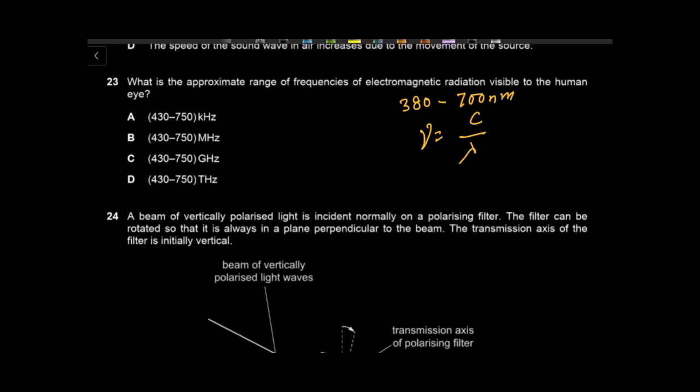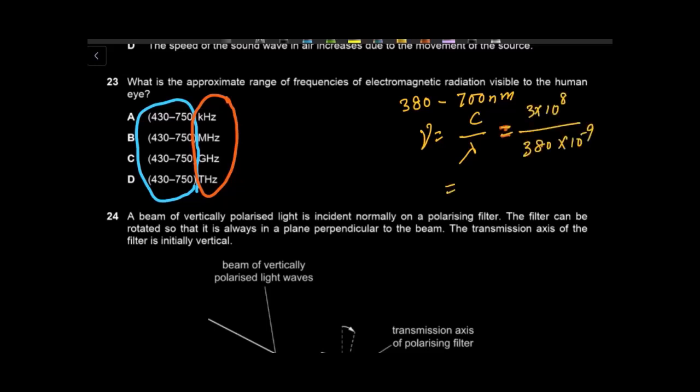So if I see the options, this part is the same in all the options, but this part varies. So let's try to find one frequency. This comes out to be 789 terahertz. So option D is correct. It is 430 to 750.